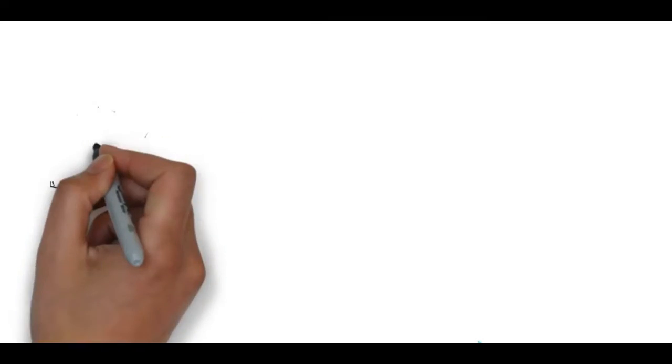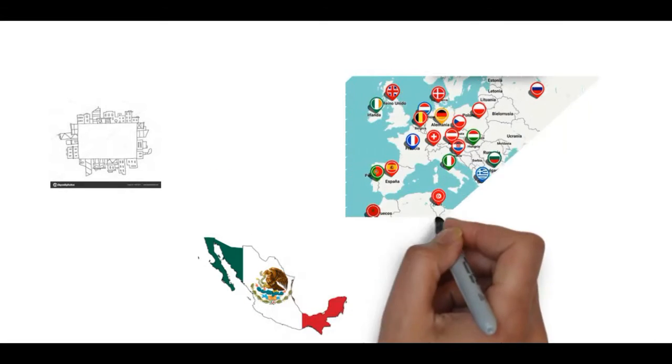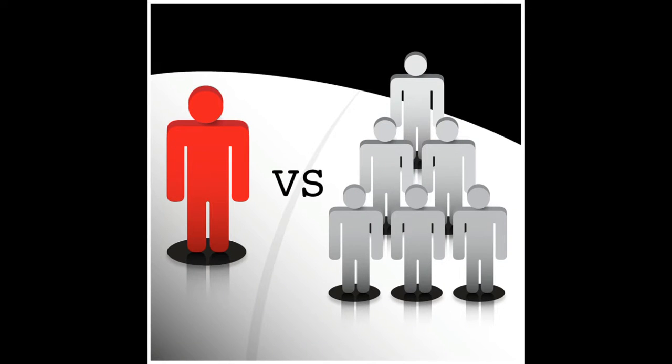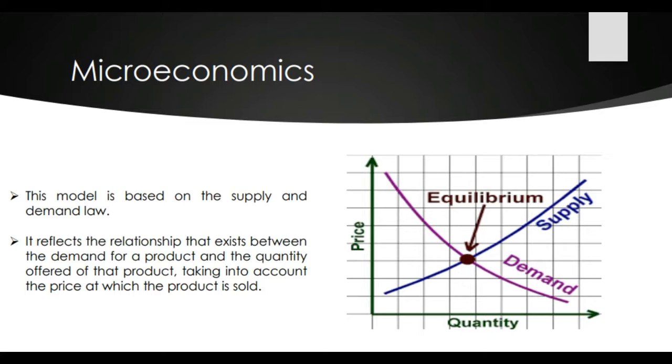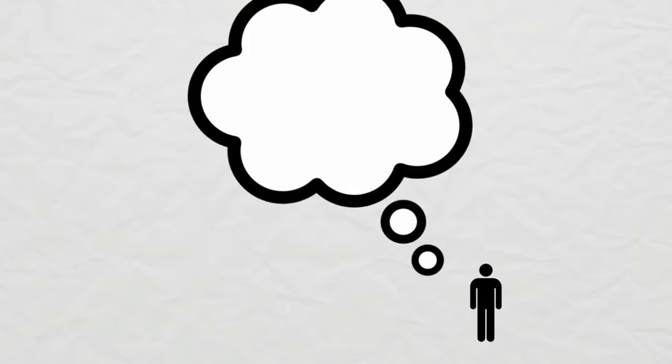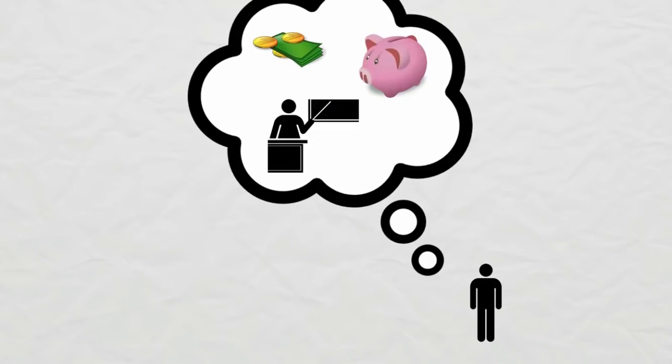It is the study of the economy of an area, country, or group of countries depending on the individual activities of a buyer, a manufacturer, a company. The main agents are individuals and companies. This model is based on the offer and demand law. It reflects the relationship that exists between the demand for a product and the quantity offered of that product, taking into account the price at which the product is sold.